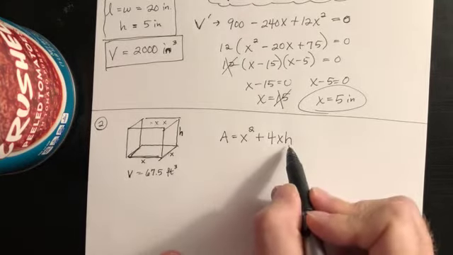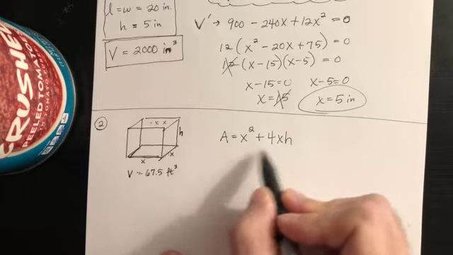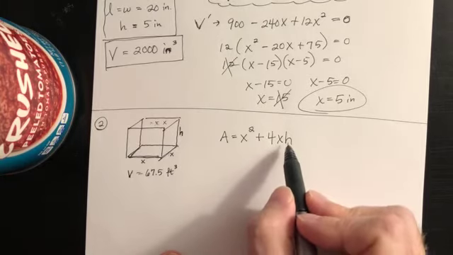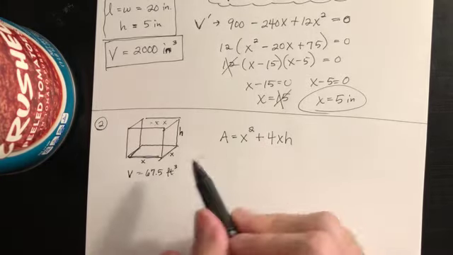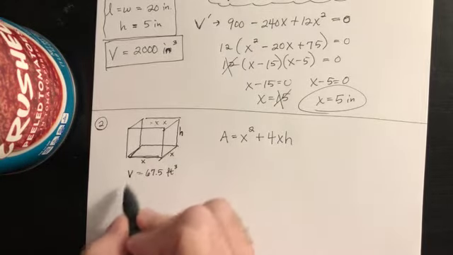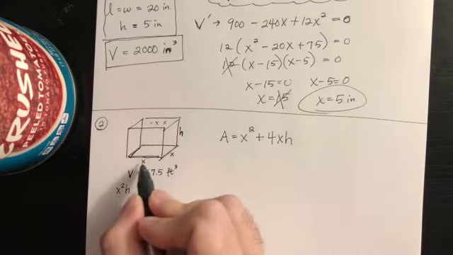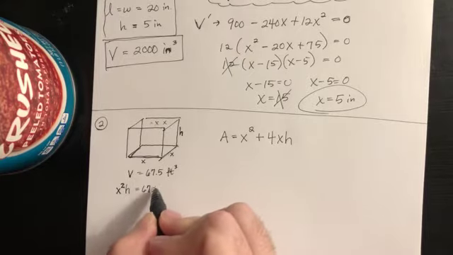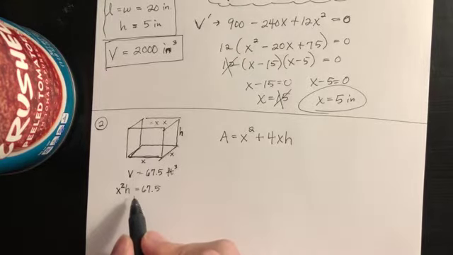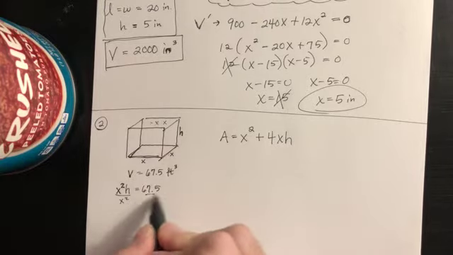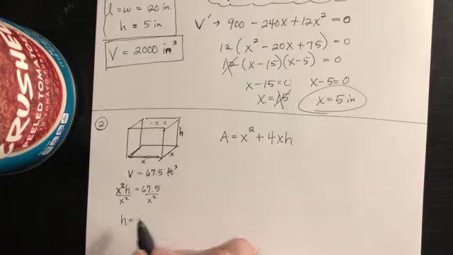Now, the problem here is that h and x are both in this equation, and I'm not doing implicit, so I don't want this to happen. I need to make h be written in terms of x or vice versa. And that's where this comes in. So the volume of this is actually x squared times h, right? Length times width times height. So x squared times h is equal to 67.5, isn't it? So what I can do now is make h in terms of x just by dividing both sides by x squared. So now I have h is equal to 67.5 over x squared.